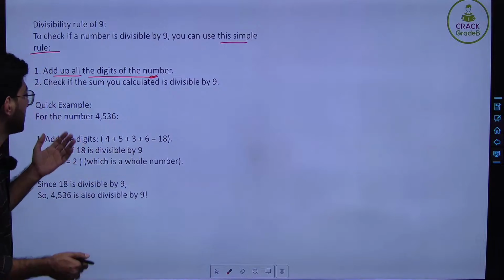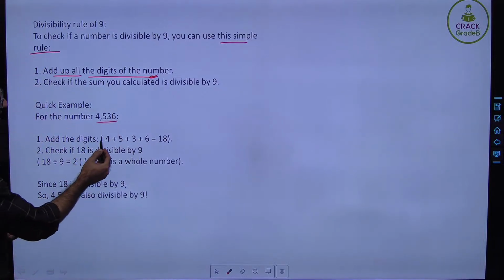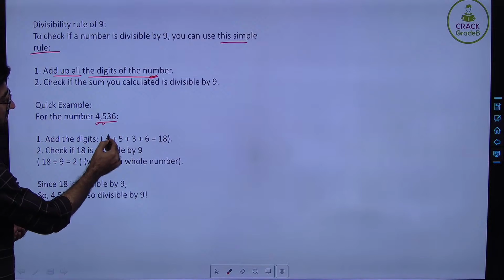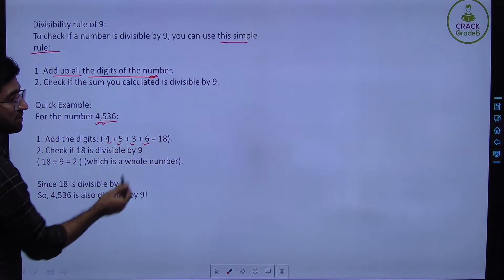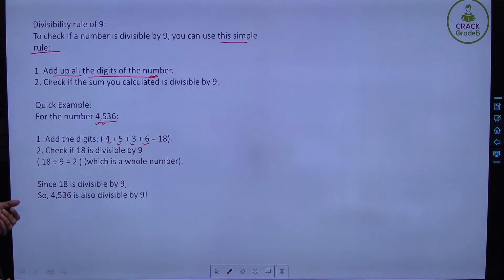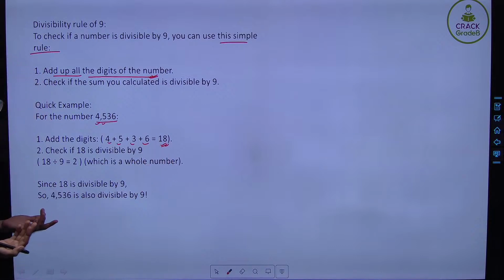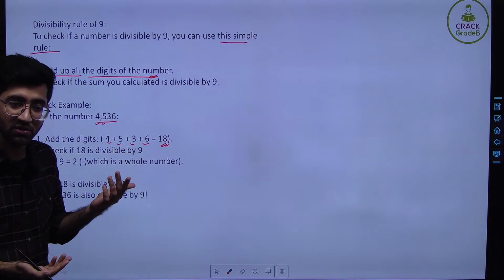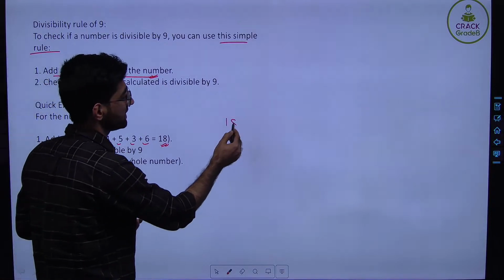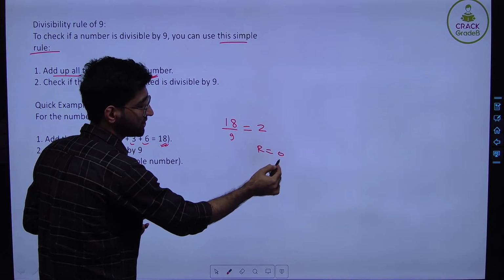So let us take a simple example: 4, 5, 3, 6, right? Obviously you will add all the digits, 4 plus 5 plus 3 plus 6, and the sum will be equal to 18. And 18 is divisible by 9. If you divide 18 by 9, you get remainder 0. 18 divided by 9 is obviously equal to 2. So remainder is equal to 0 in this case.